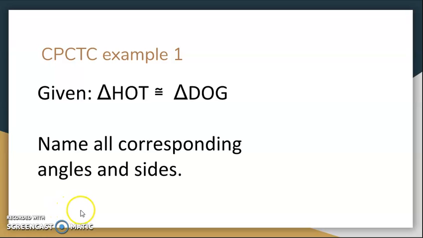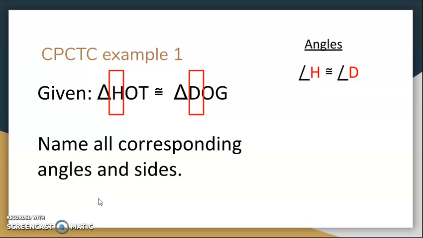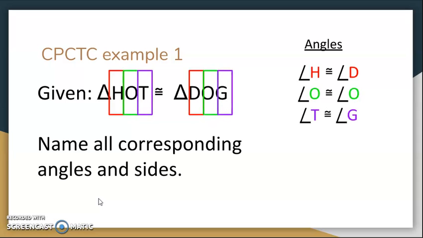So here's an example. Given that triangle HOT is congruent to triangle DOG, can you name all the corresponding angles and sides? Well, let's start with the angles. You can see that H and D correspond to each other in the naming of the triangles. Therefore, H is congruent to D. Similarly, O is congruent to O, and angle T is congruent to angle G. Written properly, those should all correspond to each other.